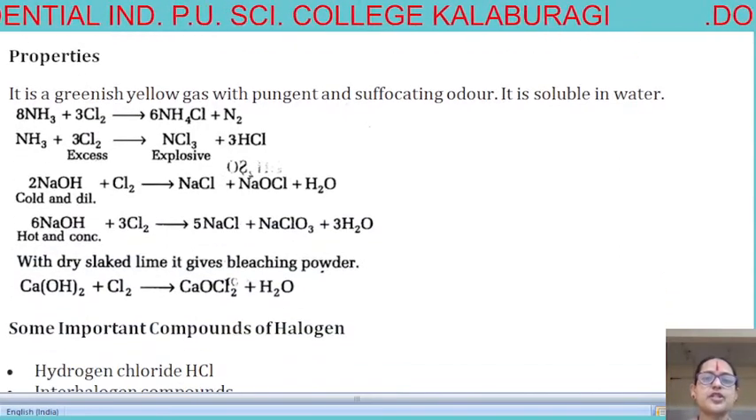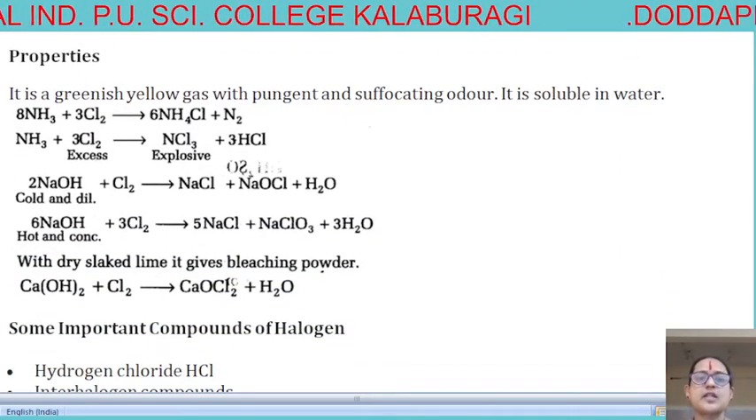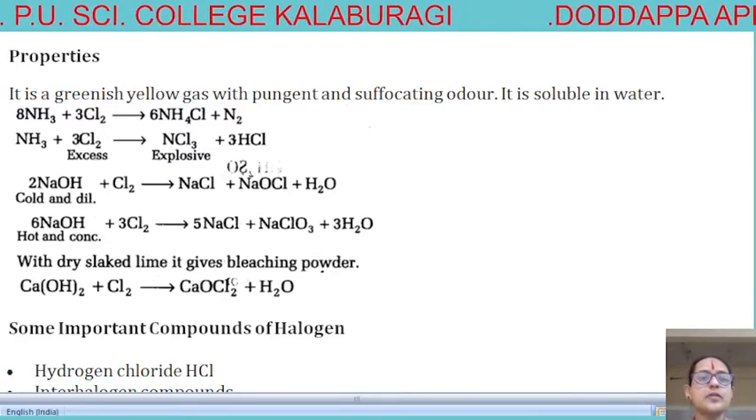Next, we have to study its properties. It is a greenish yellow gas. It has a pungent and suffocating odor. It is soluble in water.